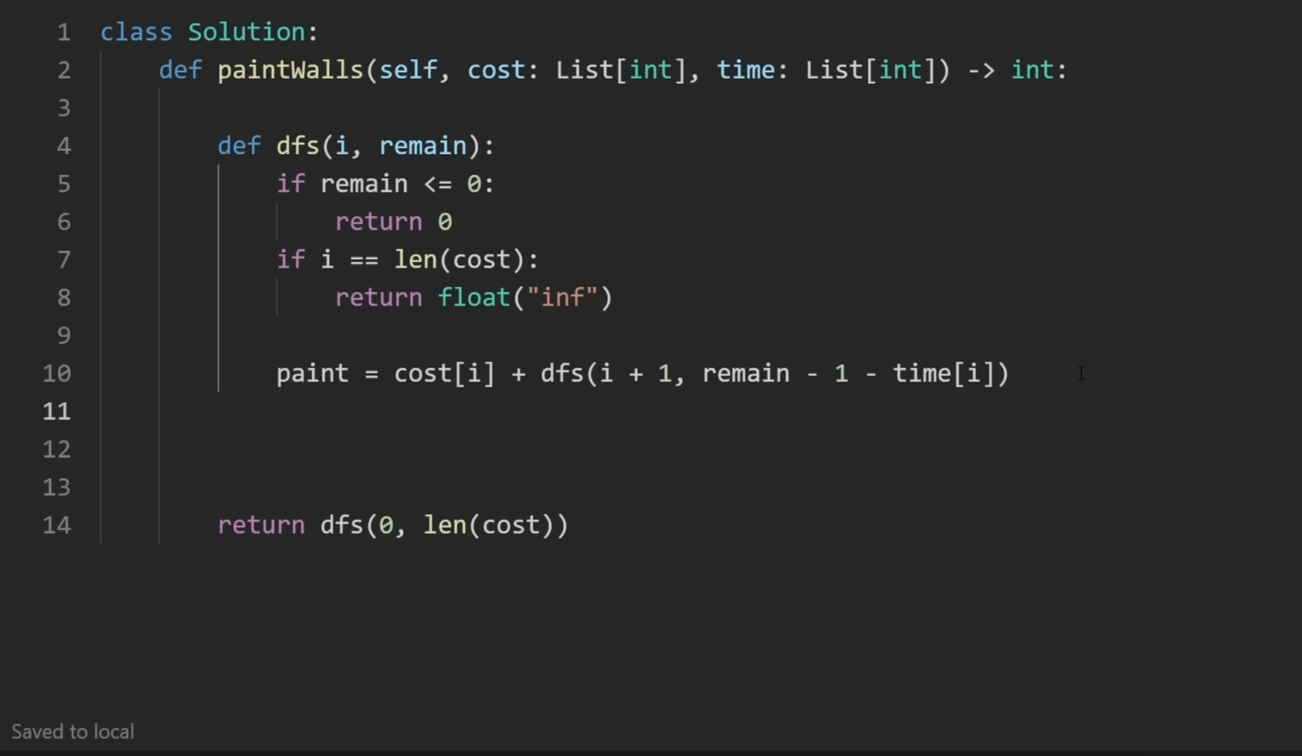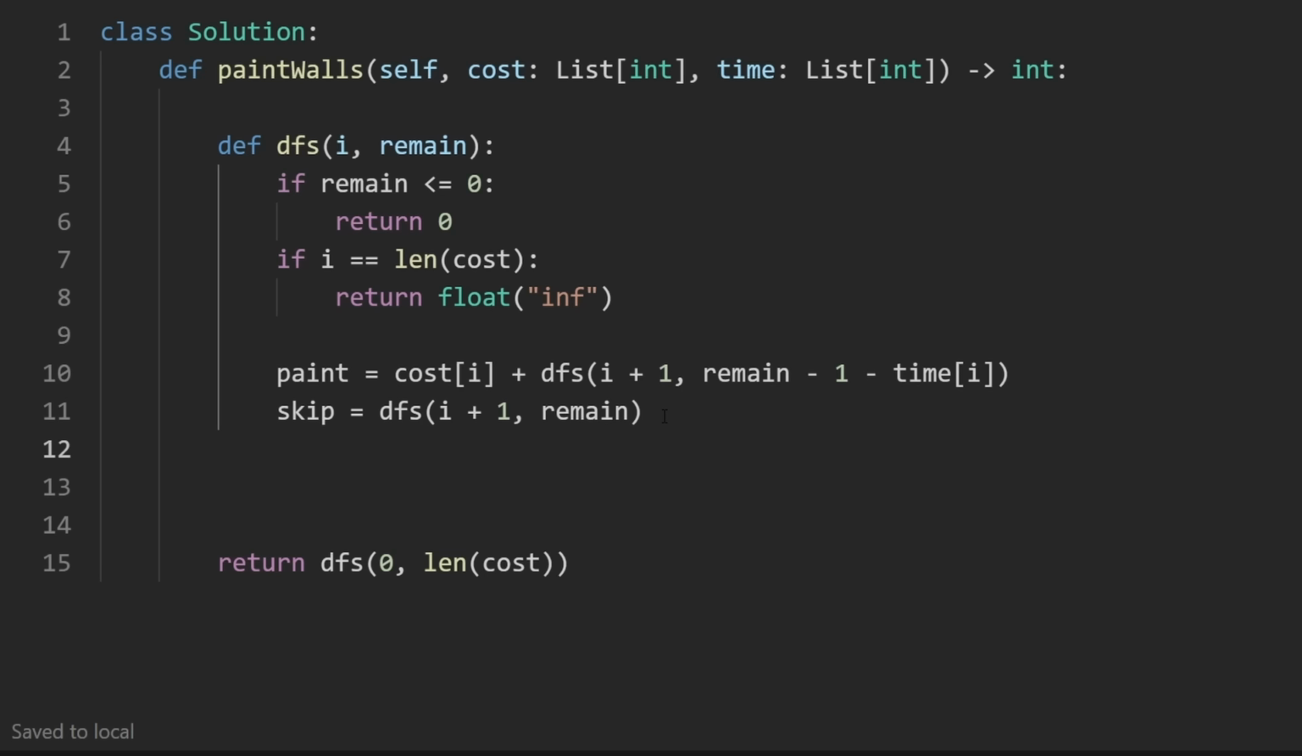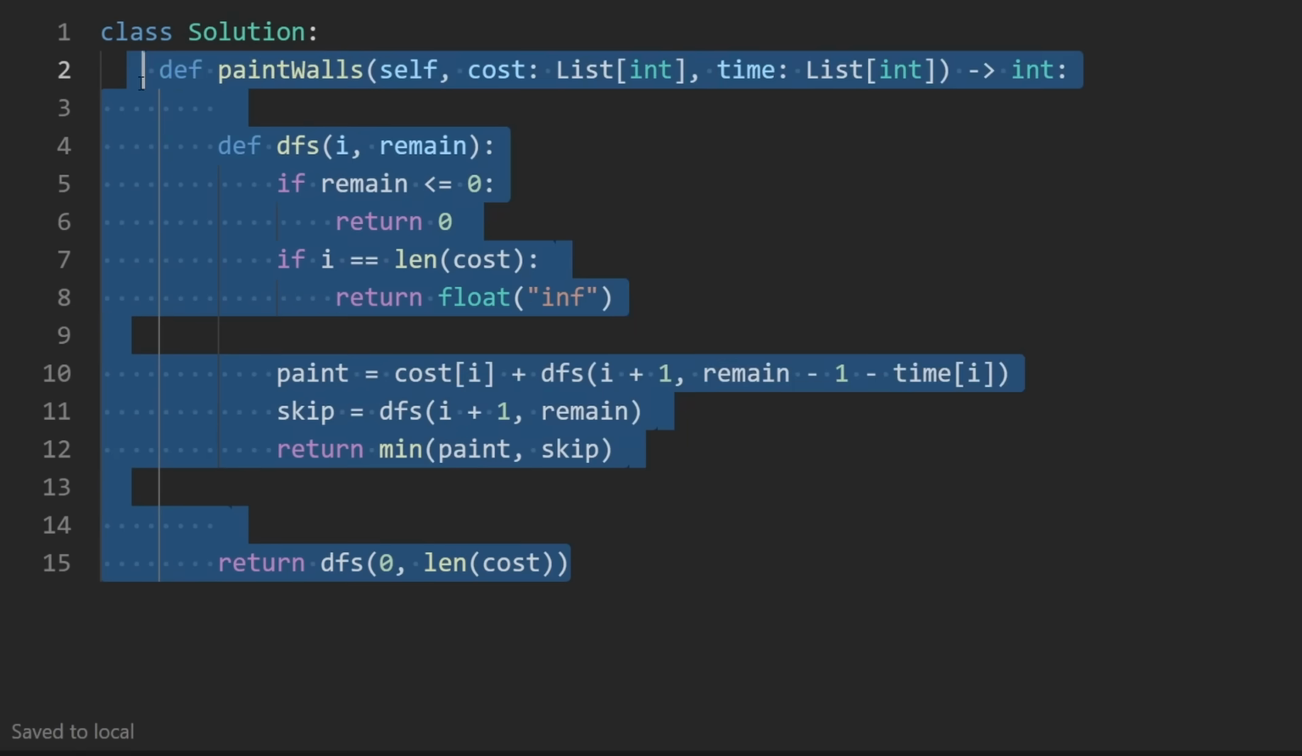Now, if we skip this wall, we are not going to add cost of i, so we don't have to do that. And we are still going to call DFS and start at i plus 1, but remain in this case is going to stay the same. If we don't paint a wall with the paid painter, then the free painter can't paint anything either, so this is going to stay the same. Now, what are we going to return from here? Probably the minimum of both of these. That's what we're trying to do here anyway. We're trying to minimize the result. So this is the brute force solution.